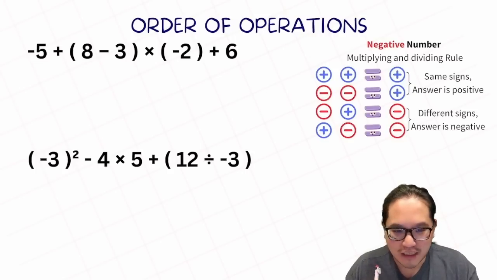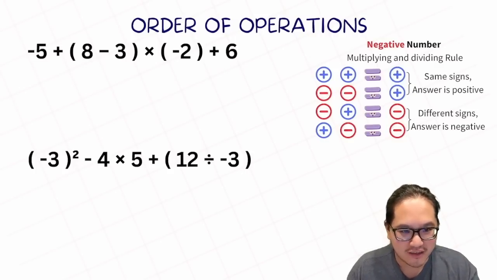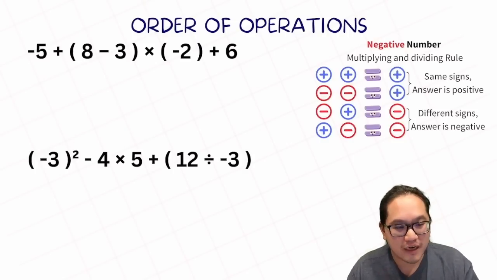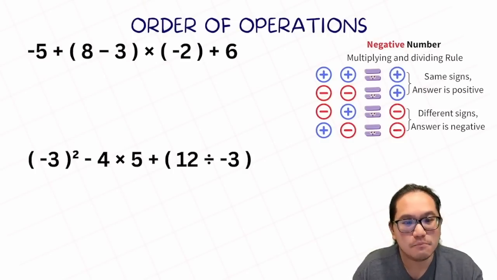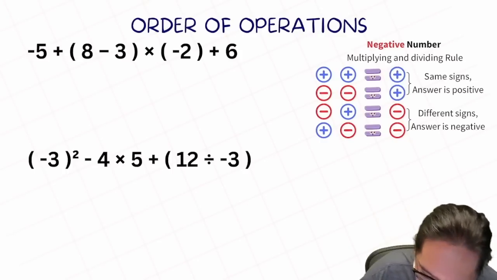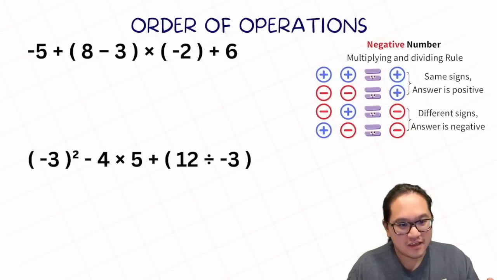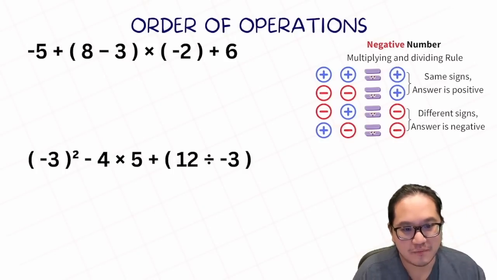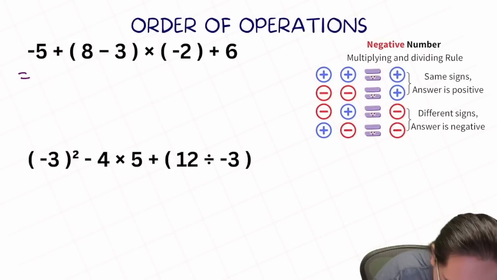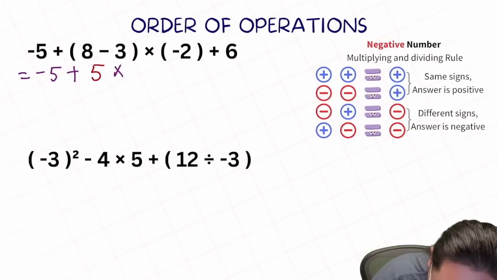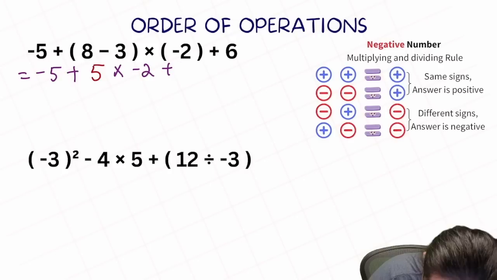So let's do some practice to reinforce this knowledge, right? Our first example, we got negative 5 plus parenthesis 3 minus 8 multiplied by negative 2 plus 6. So how does that work? The rules of PEMDAS are still here, right? That never changed. So we know that we need to do the 8 minus 3 first because they're within the parenthesis. So how does it look? We got minus 5 plus 8 minus 3 is equal to 5 multiplied by negative 2 plus 6.